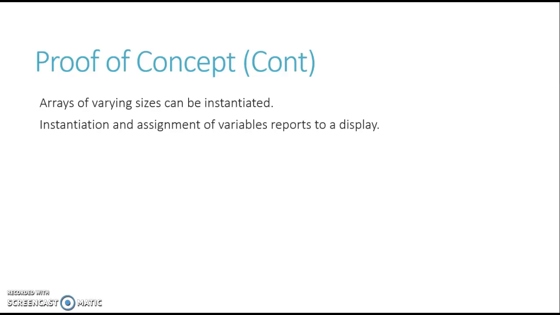Arrays of varying size can be instantiated. We're only going to show one size, but being able to dynamically see what size your array is at is also good, as opposed to having to keep track of it by looking at what you set it as. And the instantiation and assignment of variables reports to a display. At the moment, it doesn't report accurately, but I'll go into why that's beside the point.